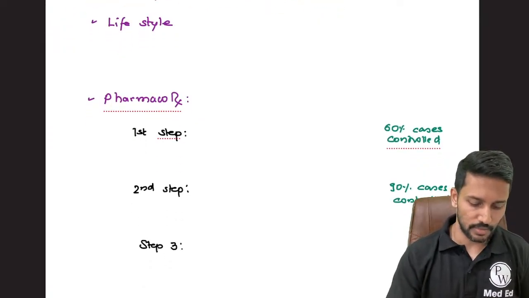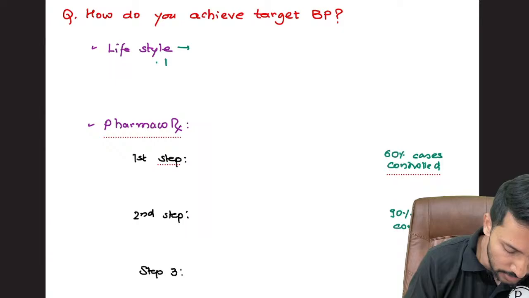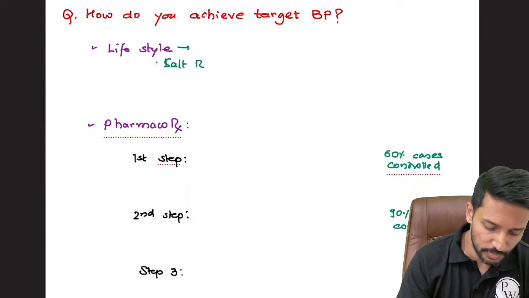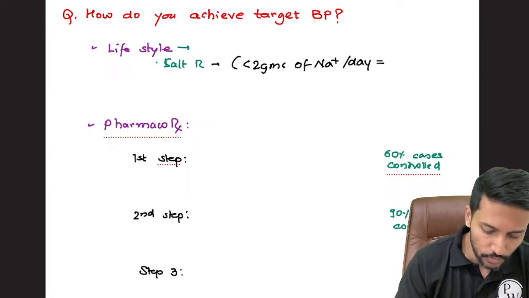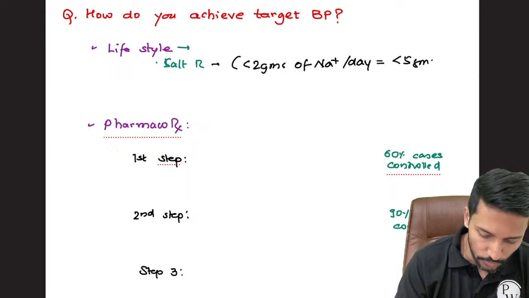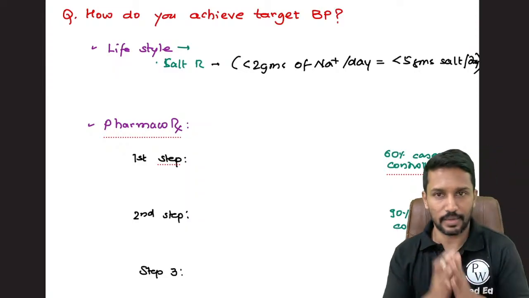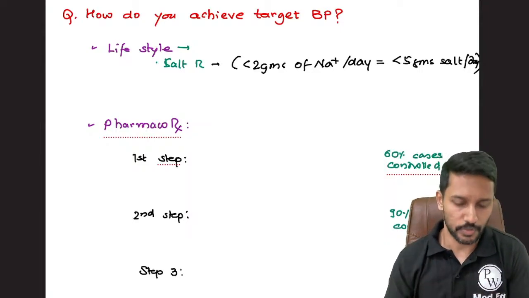First is obviously lifestyle modification. What comes under lifestyle modification? First one is the salt restriction. How much salt restriction would I recommend? So please remember, patients are expected to take less than 2 grams of sodium per day. That roughly equals less than 5 grams of salt per day. So salt and sodium, as you know, are not the same. Right? So less than 2 grams of sodium or less than 5 grams of salt per day.